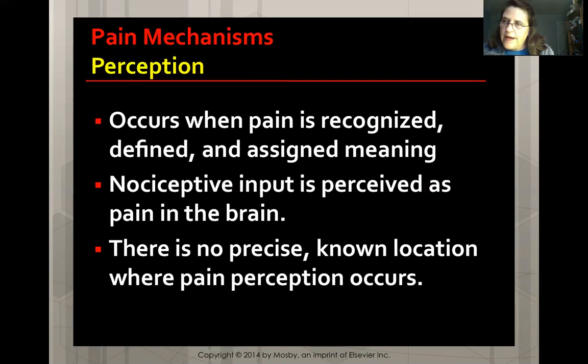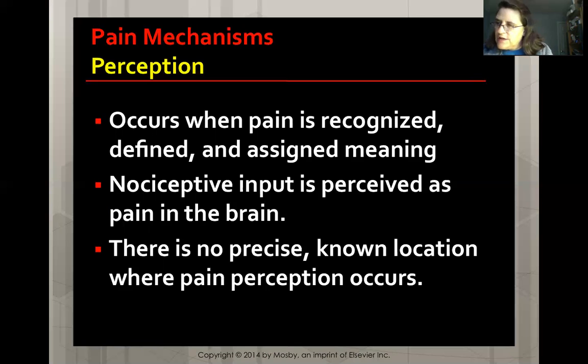Perception occurs when pain is recognized, defined, and assigned meaning. There is no single precise location where pain perception occurs. Instead, pain perception involves several brain structures. For example, it's believed that the reticular activating system is responsible for warning the individual to attend to the pain stimuli. Cortical structures also are thought to be crucial to constructing the meaning of the pain.